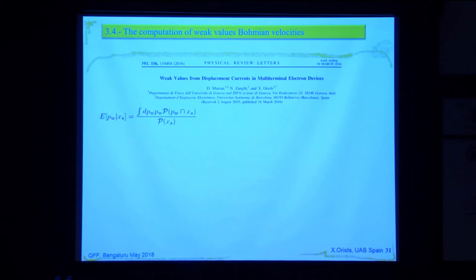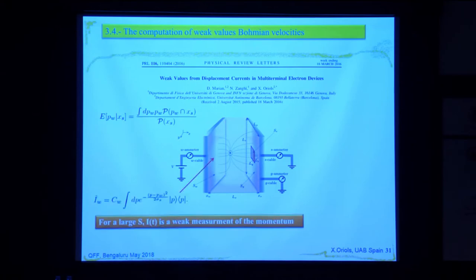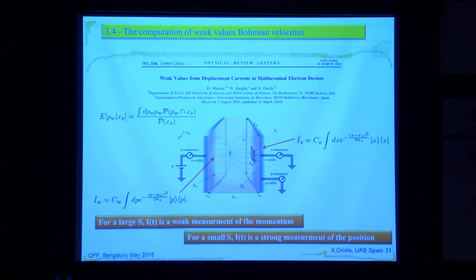Okay, so what we have done is this: we want to compute this ensemble value, and we will use something like this. Something like this means the electrons go from here to here, and there is a large surface here and a very small surface here. The large one will be used to compute the momentum, and the small one will be used to compute the position. Basically, because we have convinced ourselves that the large surface is related to a weak measurement of the momentum, and this very short surface is related to a strong measurement of the position. This sigma has to be much smaller than this.